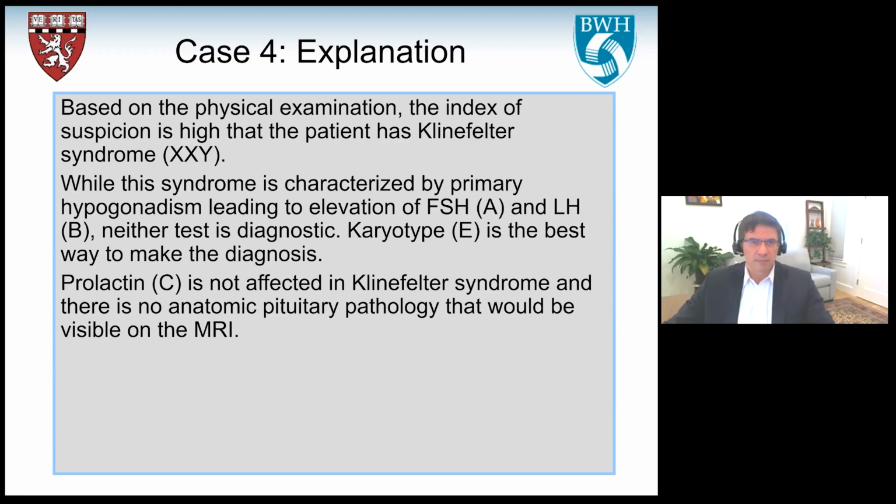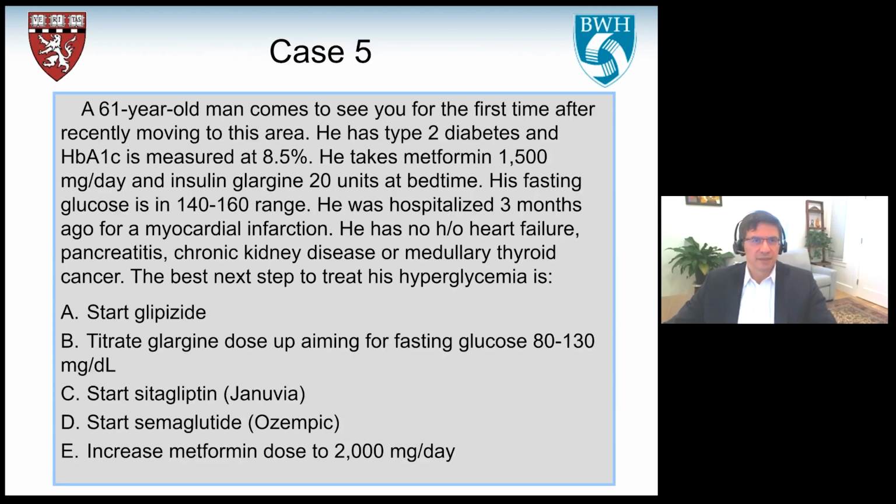So case 5, a 61-year-old man comes to see you for the first time after recently moving to this area. He has type 2 diabetes and hemoglobin A1C is measured at 8.5%. He takes metformin 1,500 milligrams per day and insulin glargine 20 units at bedtime. His fasting glucose is in the 140 to 160 range.